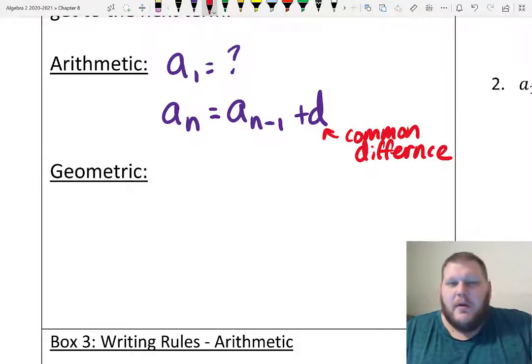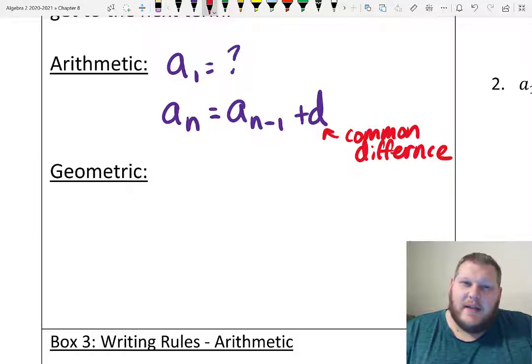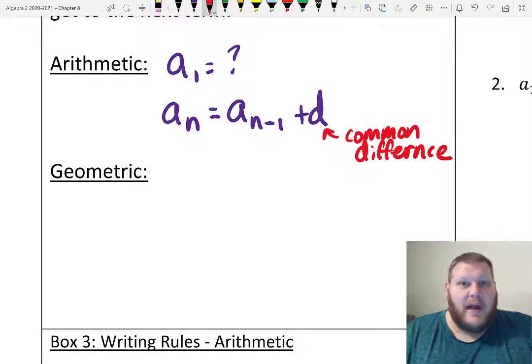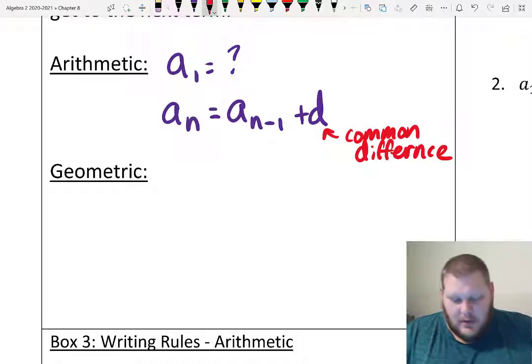It looks a little bit weird, but as soon as we start using it, it'll make more sense. Because in this case, if I, for example, wanted to know what the 10th term in my sequence was, if I wanted to know a sub 10, I would take a sub 9, because that's 10 minus 1, and then add whatever my pattern is, add my common difference to it, and that would give me my 10th term in the list.